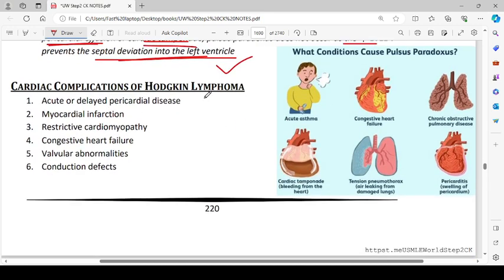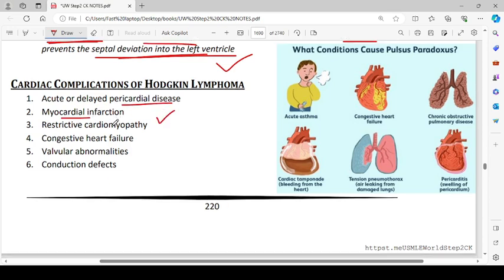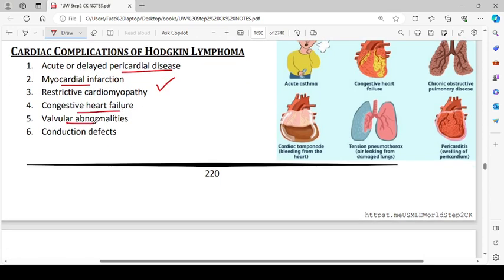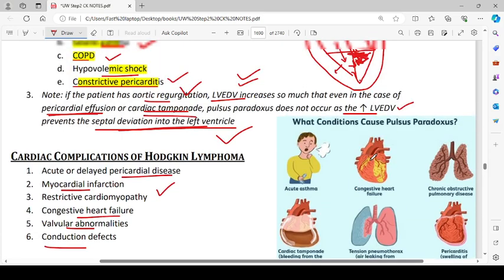Cardiac complications of Hodgkin lymphoma: acute or delayed pericardial disease, myocardial infarction, restrictive cardiomyopathy, congestive heart failure, valvular abnormalities, and conduction defects.